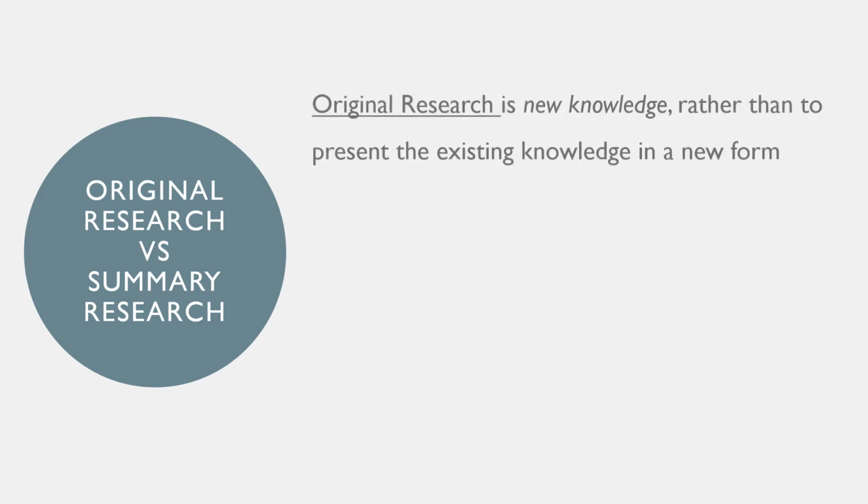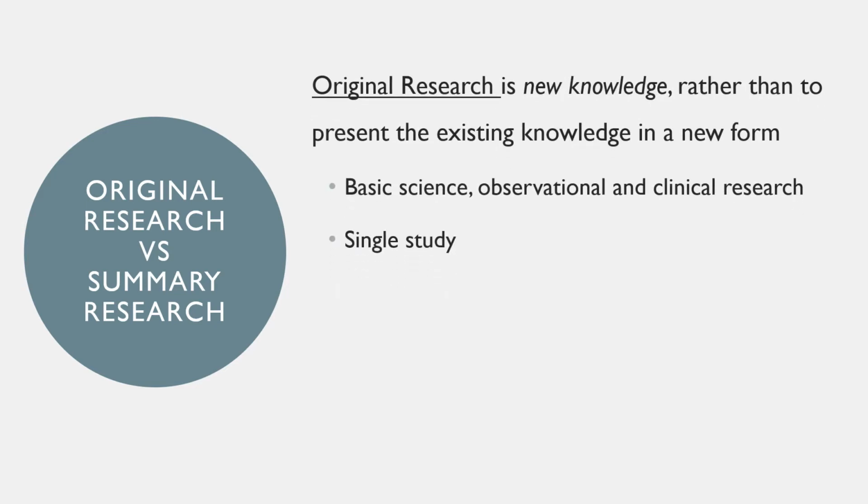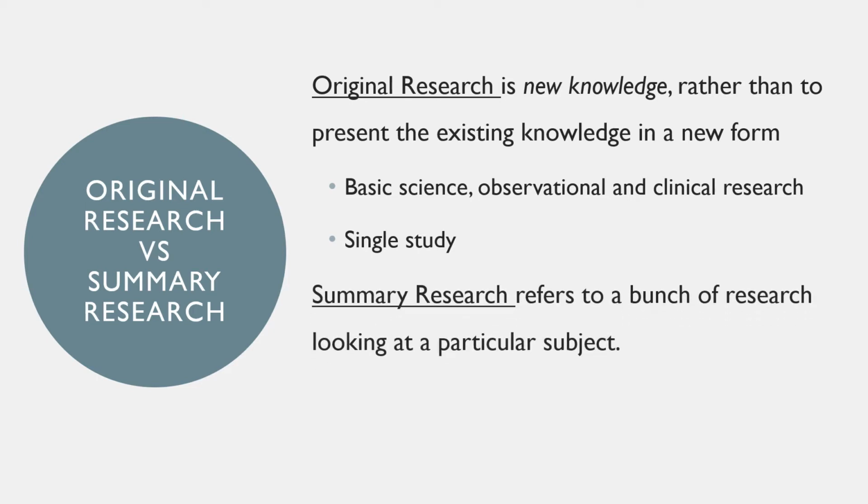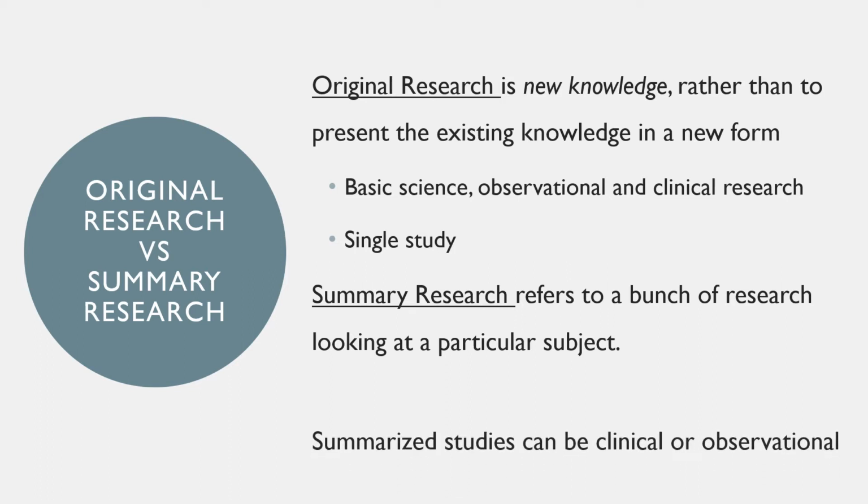So we are going to be talking a little bit more today about summary research, but I did want to mention something about original research. Remember, original research is new knowledge rather than presenting existing knowledge in a new form. So things like basic science, observational and clinical research, single studies, those types of things are original research. Now, summary research, which is what we'll be focusing on, refers to a bunch of research looking at a particular subject or topic or outcome. Summarized studies can be either clinical or observational.